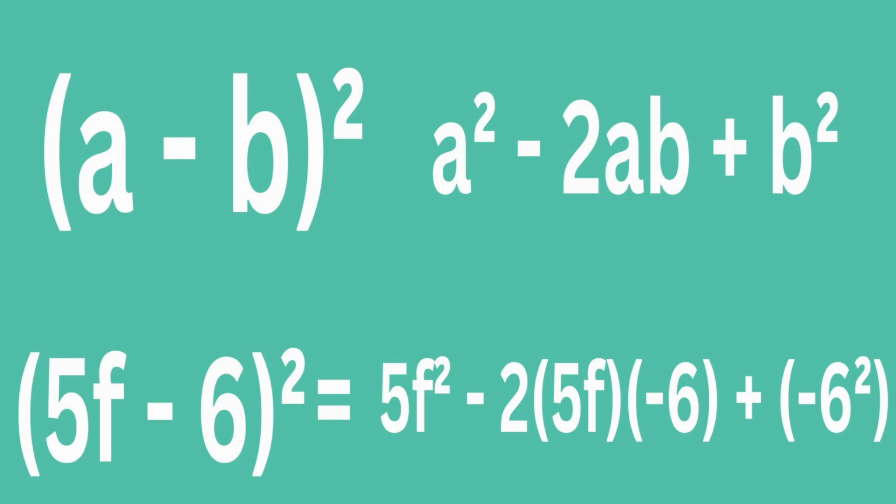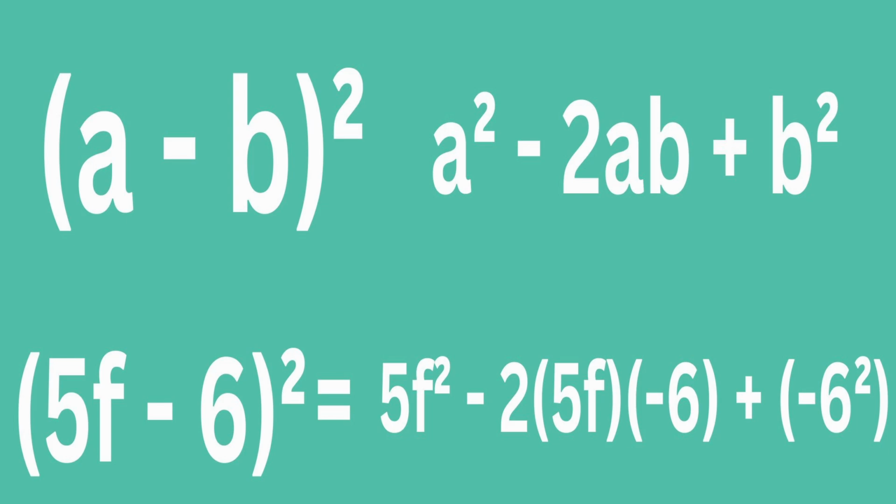Remember the pattern, negative, positive. Here's how to answer the example that I just gave you. You may write the pattern for a guide. Write down the expression and find A squared, negative 2AB, positive B squared. A represents the first term and B represents the second term. In this binomial, the first term is 5f and the second term is negative 6.